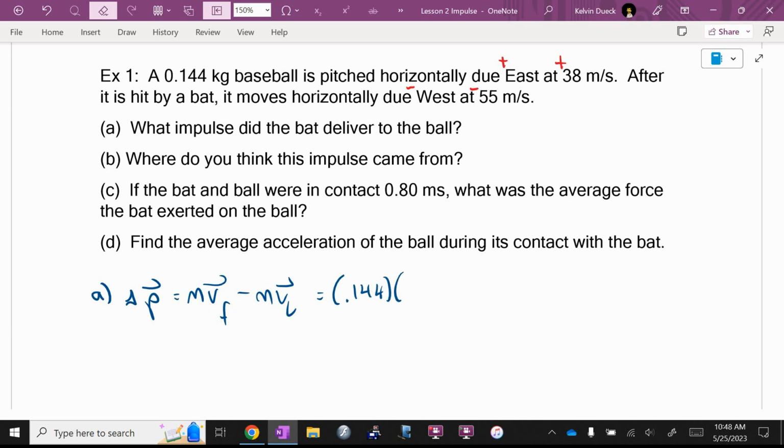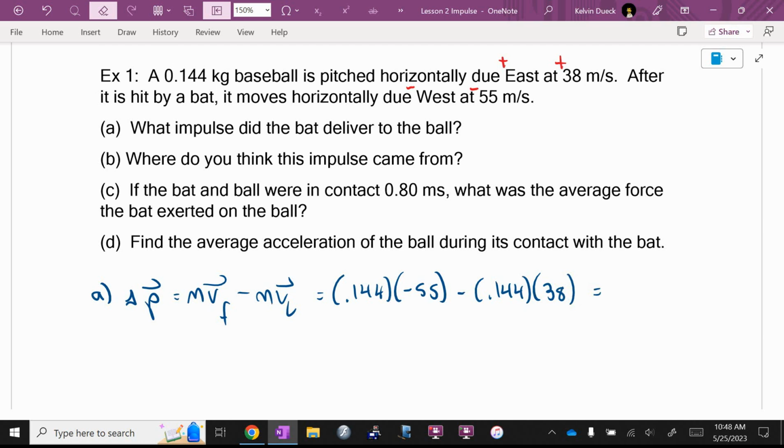What's v final? Don't say 55. No. Negative 55. And then there's a minus sign, mass 0.144. What's v initial, Brendan? Yeah, yep.